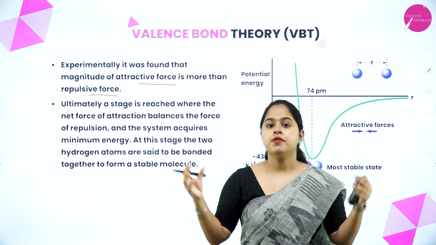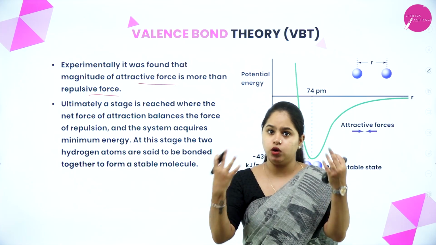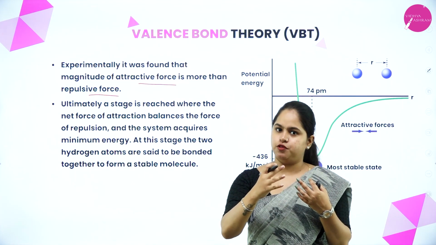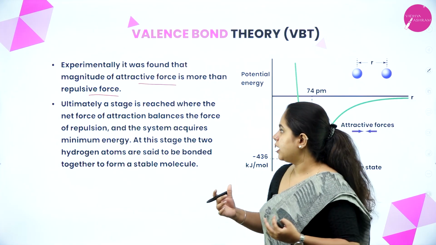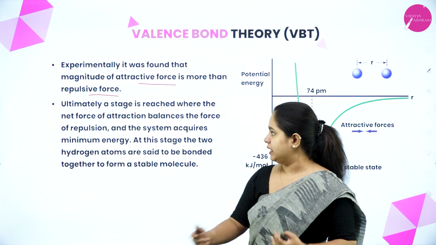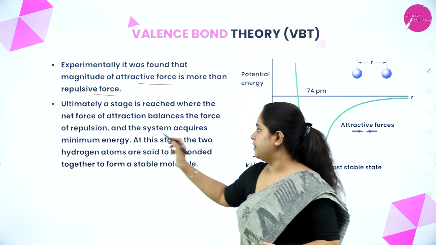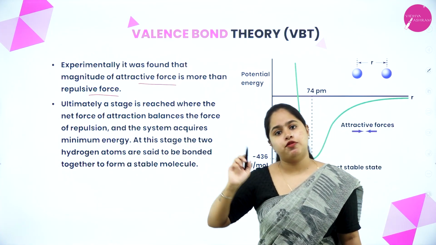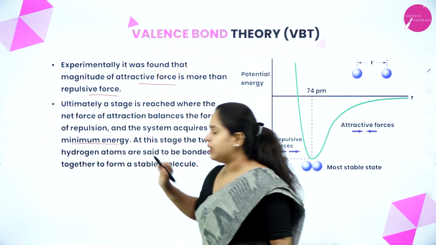So what does that mean? Now the atoms will again come closer and closer to each other. They won't be repelling because the attractive force is more. So atoms will be coming more and more close to each other. Right? And what happens? Ultimately, a stage is reached where the net force of attraction balances the net force of repulsion and the system acquires minimum energy.